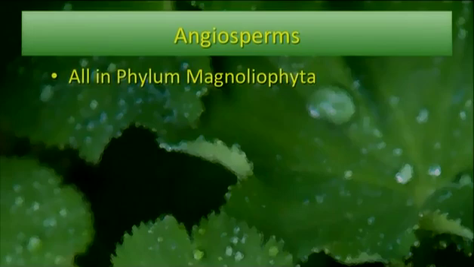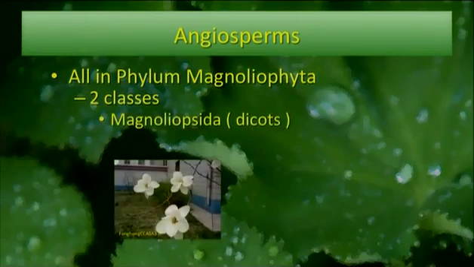So all the angiosperms are in the phylum Magnoliophyta. The Magnoliophyta are also synonymous with what used to be called the Anthophyta. They're also known as the flowering plants. They're in two classes. You have the Magnoliopsida, or the dicots. Here's some nice magnolia flowers. Look at the many parts of the petal-like structures here. Those are the dicots. This is a representative of what they call a primitive dicot.